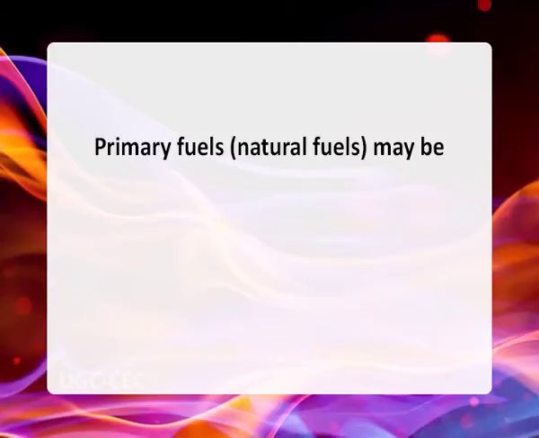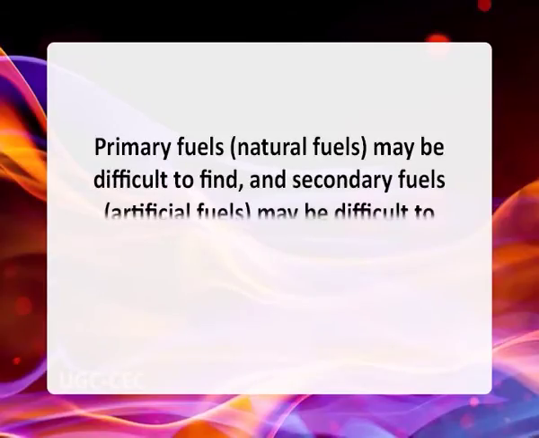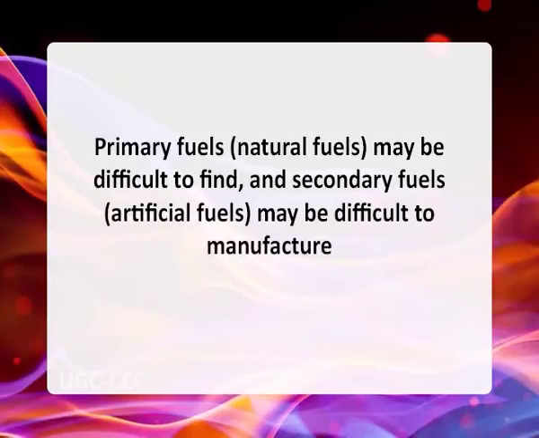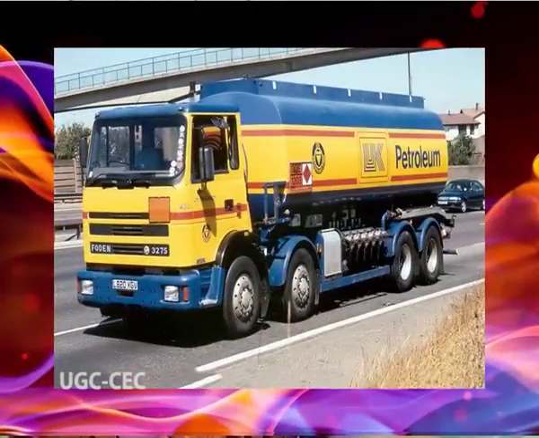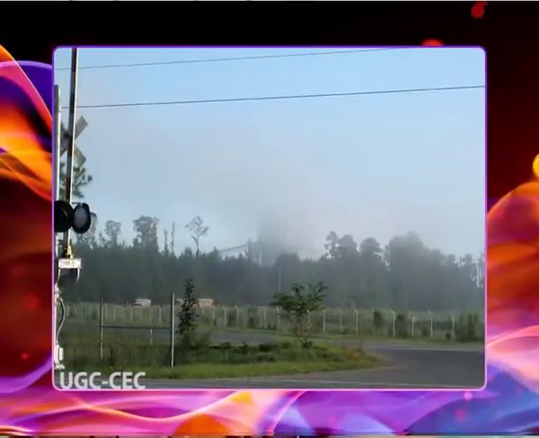Primary fuels, that's natural fuels, may be difficult to find, and secondary fuels, that's artificial fuels, may be difficult to manufacture. But once at hand, fuels are very easy to store, transport and use, with the only nuisance of safety, that's uncontrolled combustion, and pollution, that's toxic emissions during storage.